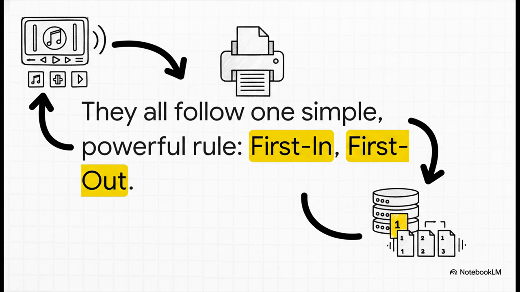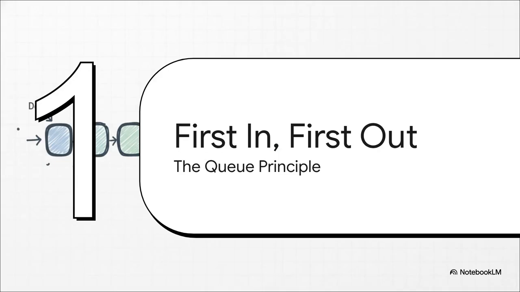The very first song you add to your playlist is the first one that plays. The first document you hit print on is the first one that comes out of the printer. It's just the basic, fair logic of a waiting line. And in the world of computer science, we have a name for that: a queue. All right, so let's really dig into the mechanics here. What does first in, first out actually look like when we're talking about bits and bytes instead of people?